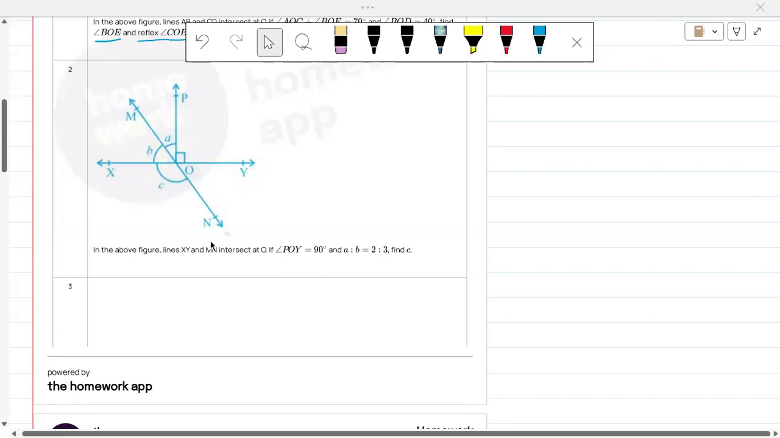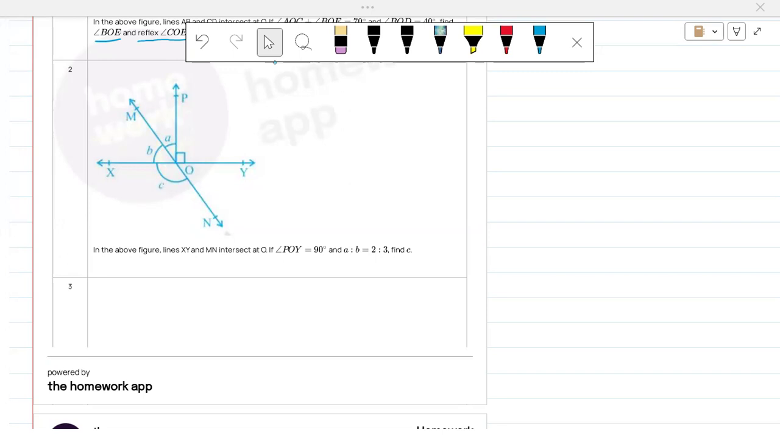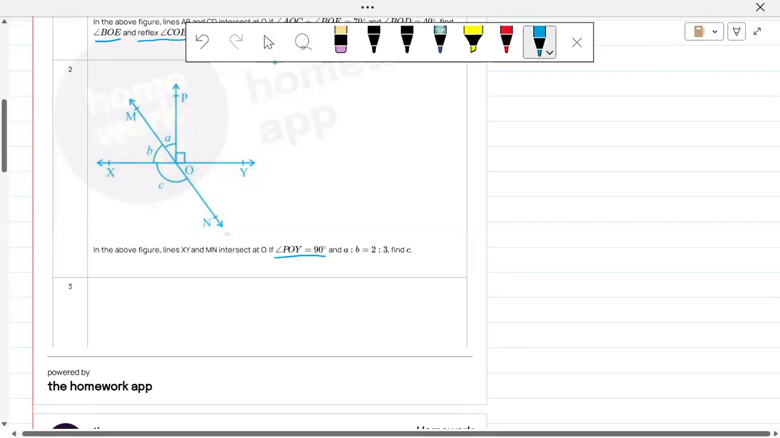Now, this is question number 2 of the first exercise of Lines and Angles. What is given in this second question? It is given that in the above figure, lines XY and MN intersect at point O. So you can easily figure out that lines XY and MN intersect at point O. Further, it is given that angle POY is equal to 90 degrees.